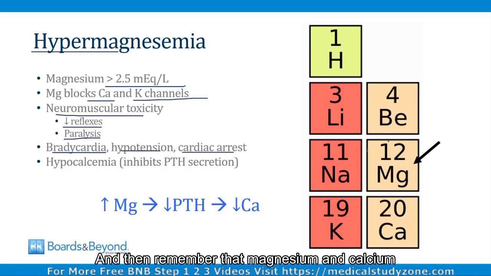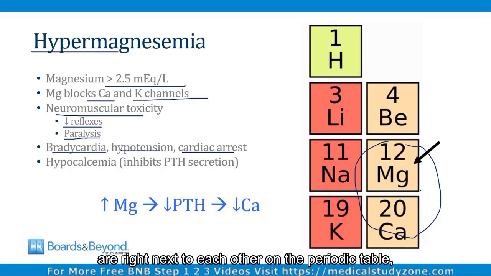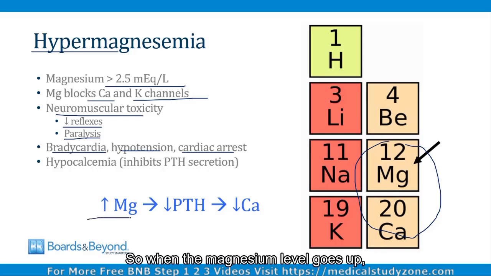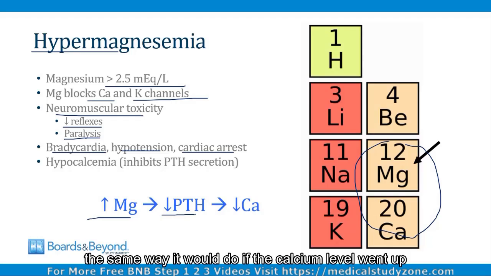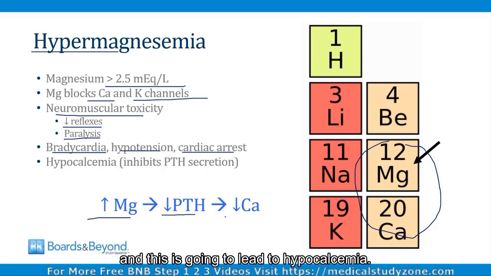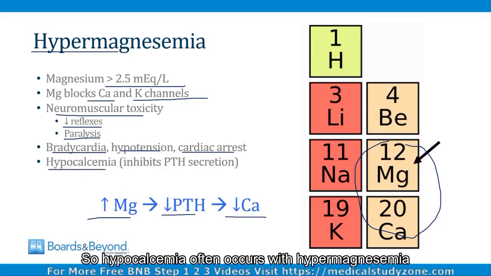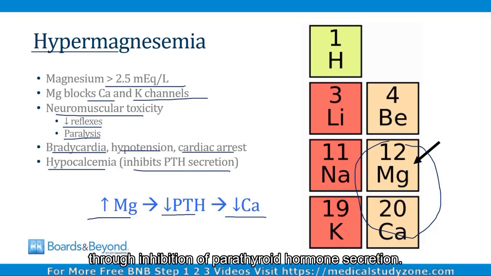And then remember that magnesium and calcium are right next to each other on the periodic table. That's an easy way to remember that they both have similar effects on the parathyroid gland. So when the magnesium level goes up, the parathyroid gland will stop secreting PTH, the same way it would if the calcium level went up. And this is going to lead to hypocalcemia. So hypocalcemia often occurs with hypermagnesemia through inhibition of parathyroid hormone secretion.